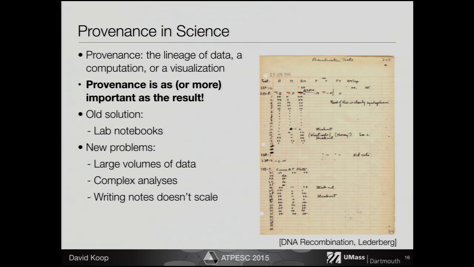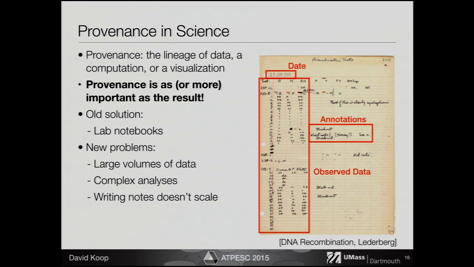And provenance in science, you don't always hear it referred to as provenance. As I've said, you've all done some sort of provenance, no doubt, but keeping track of what computations you've done, what the lineage of the data is. And this information, like a page from a notebook Lederberg had on DNA recombination, includes things like the date, the raw data that he observed, annotations about that data. And so, these lab notebooks were around for years and years. They served to keep track of all of this information. People manually recorded it. But now with larger volumes of data, you're running huge computations. Keeping track of all of these things manually doesn't always scale.